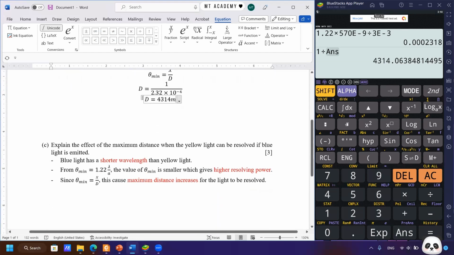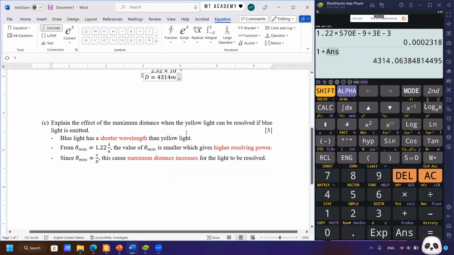The last question is about the effect on the maximum distance when the yellow light is replaced by blue light. First of all, blue light has a shorter wavelength than yellow light. From the formula that we have, theta is proportional to the wavelength. So with a shorter wavelength, we have a smaller value of the minimum angle required, and this gives us a higher resolving power. With the higher resolving power, the maximum distance increases for the light to be resolved.